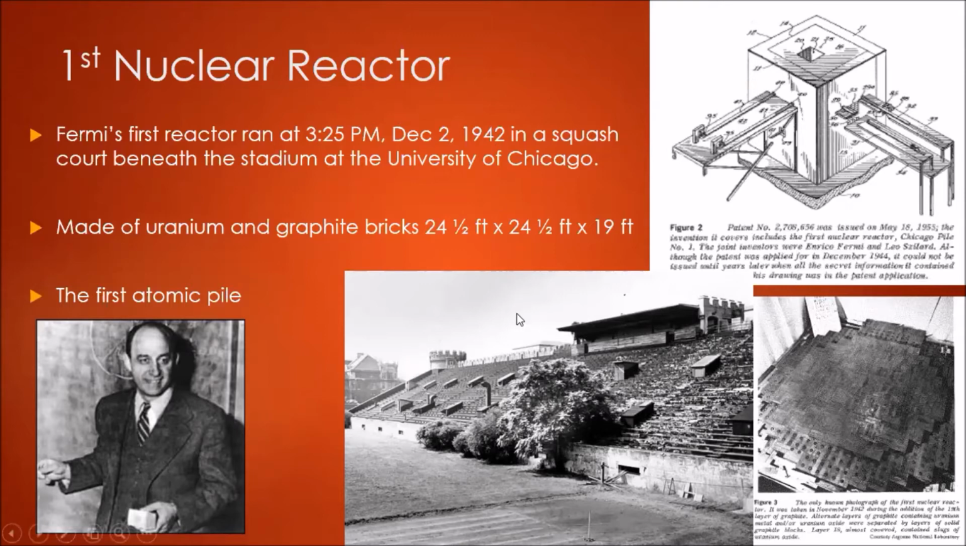And it's really kind of crazy because had things gone horribly wrong, Chicago probably wouldn't be the same Chicago we know today. They made a pile of uranium and graphite blocks 24 by 24 by 19 feet. This was literally, as you see in the bottom right corner, an atomic pile. And that's where we actually get the term. This is a pile of atomic bricks. And essentially they had a way where they could push the graphite bricks in and out to try to control this and hopefully halt it at the very beginning.